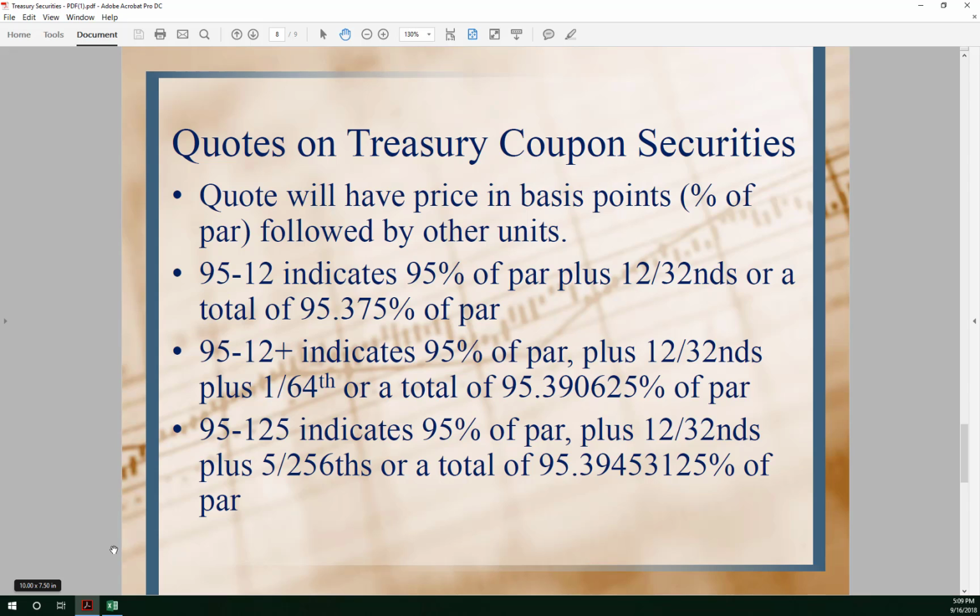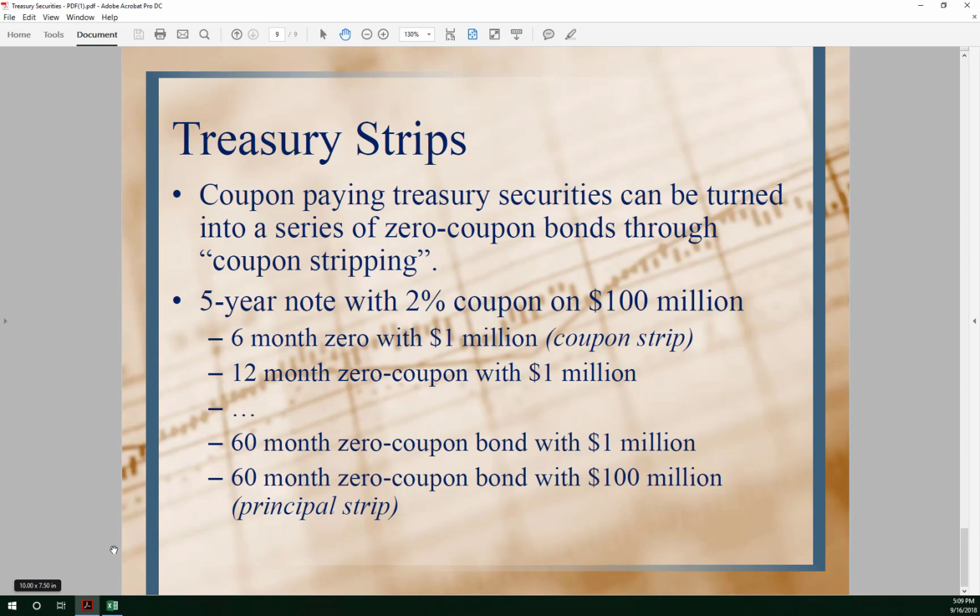Again, that is a reflection of the very high liquidity that these instruments have. And so the last thing to mention about Treasury securities is this very important part of the market, the Treasury strips. These are coupon-paying Treasury securities turned into a series of zero-coupon bonds through coupon stripping. One example of this would be to take a bundle of $100 million of 5-year Treasury notes that have a 2% coupon. And if we break these up into all the constituent payments and make all of those zero coupon bonds, we could have a series of strips.